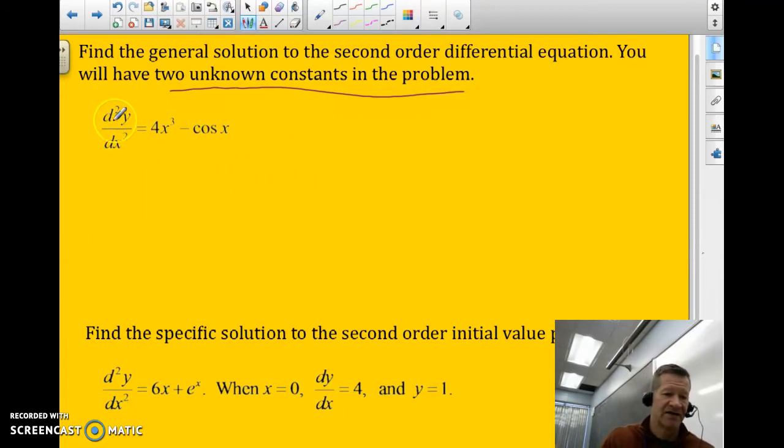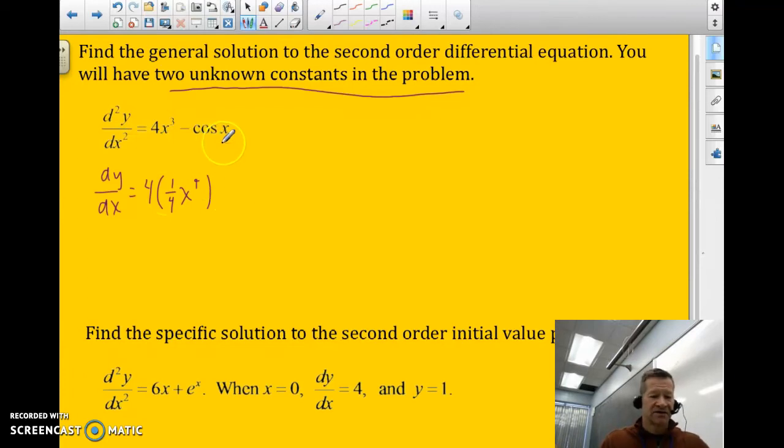So here's what we do. Find the antiderivative. So the antiderivative of d squared y dx squared would just be dy dx. Antiderivative of 4x cubed, we have to undo the power rule there. So add 1 to the exponent and multiply by the reciprocal.